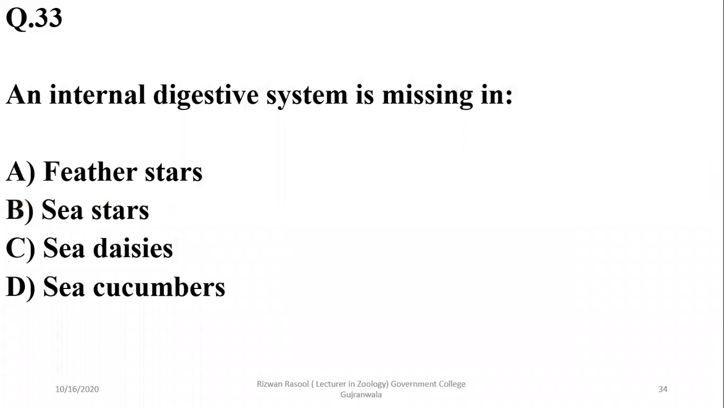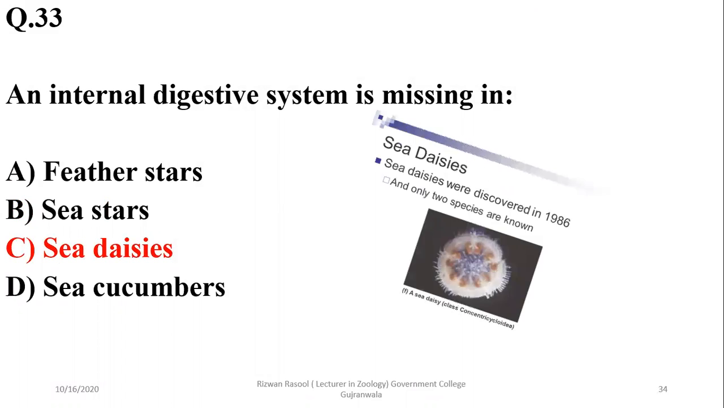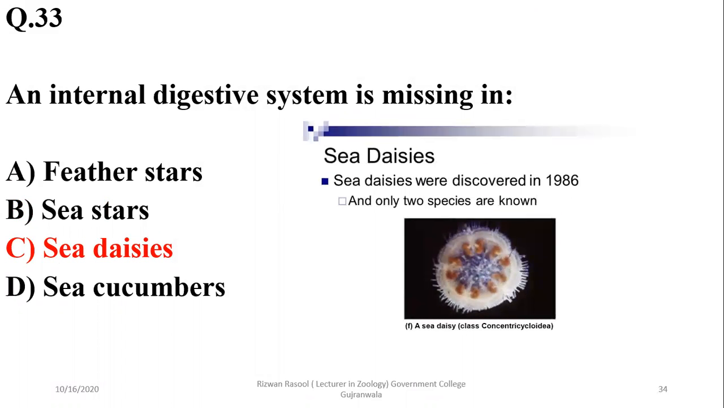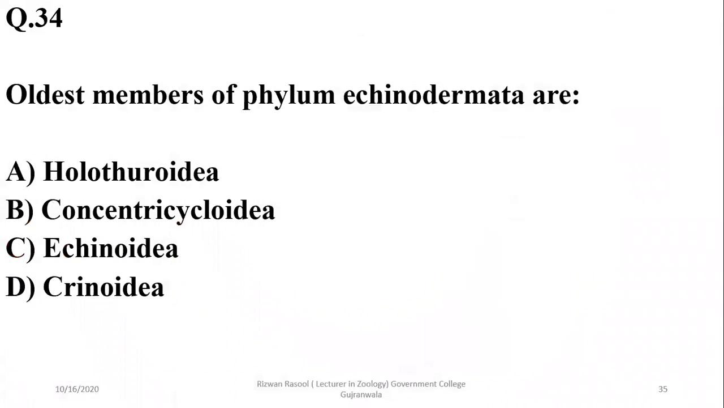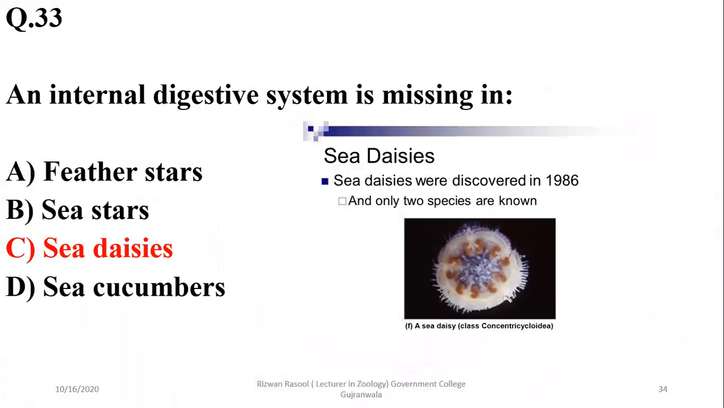Number 33. An internal digestive system is missing in the case of sea daisies. Sea daisies were discovered in 1986 and only 2 species are known. The older classification is class Concentricycloidea, and the new classification refers them to the class Asteroidea. They have a missing digestive system and only have an absorptive surface, or velum, over the body.